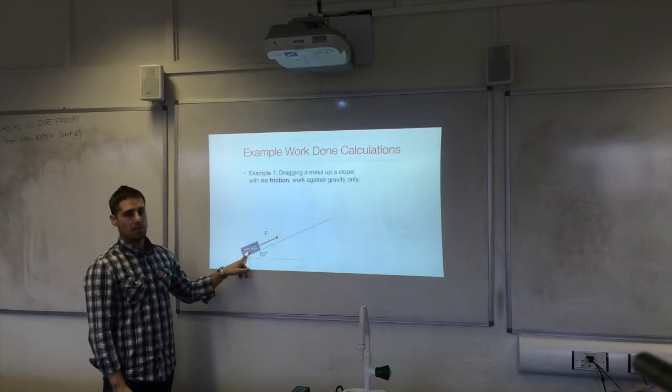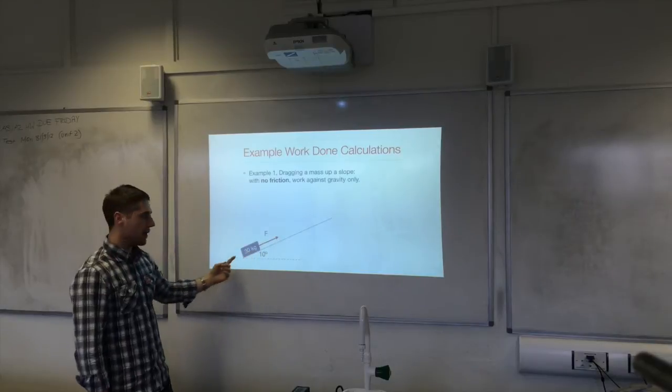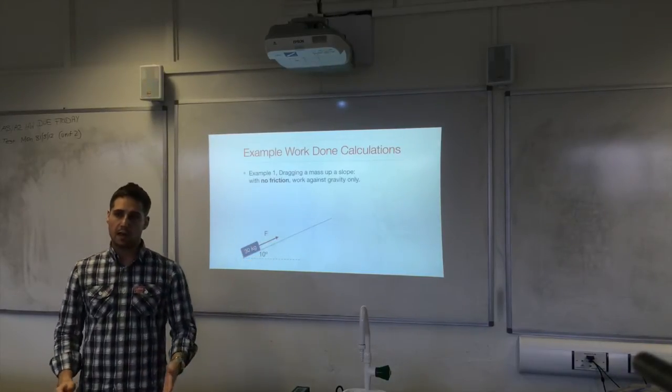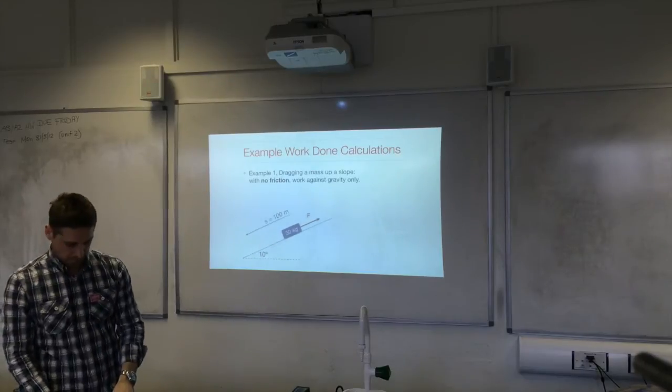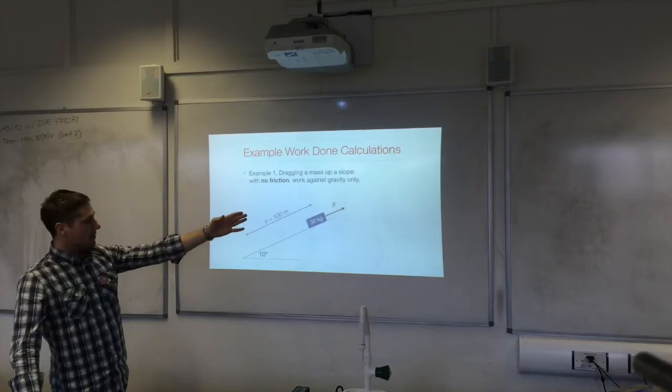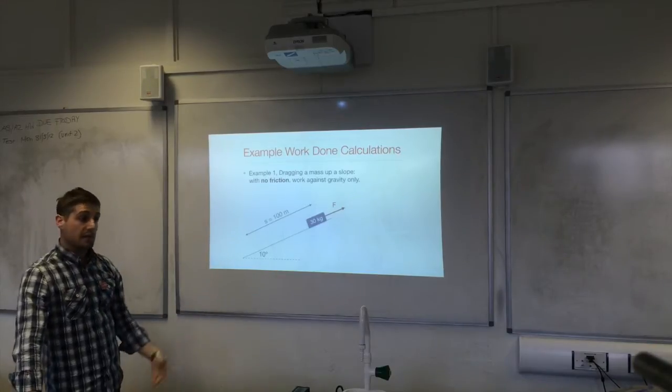We've got a 30 kilogram mass. We're going to use force F to drag it up the slope. And the slope has an incline of 10 degrees. The distance over which we pull it up the slope is 100 metres.